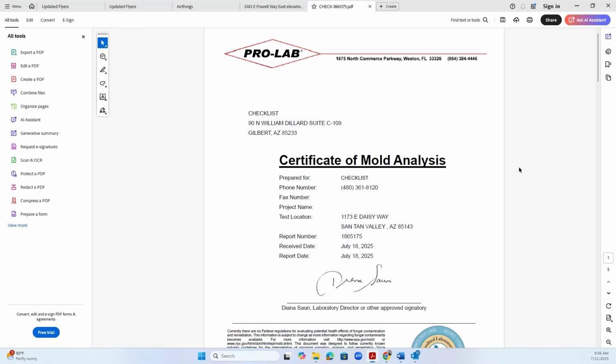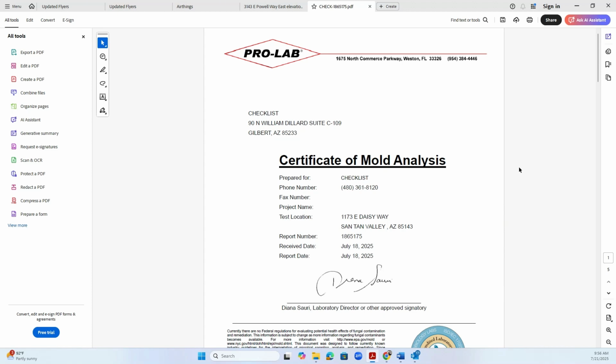So we come into homes if we are asked to do air quality or surface testing, and we send it to a certified laboratory. In this case, we happen to use ProLab out of Florida. One of the reasons we use this lab is they understand the turnaround times for real estate. They were designed to help out real estate transactions.